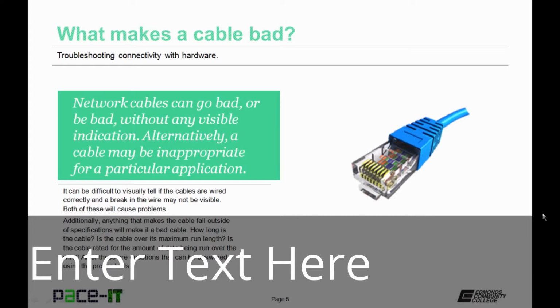Both of these will cause problems. Additionally, anything that makes the cable fall out of specification will make it a bad cable. How long is the cable? Is it over the maximum length? Is the cable rated for the amount of data being run over the wire? All of these are questions that can be answered using the proper tools.